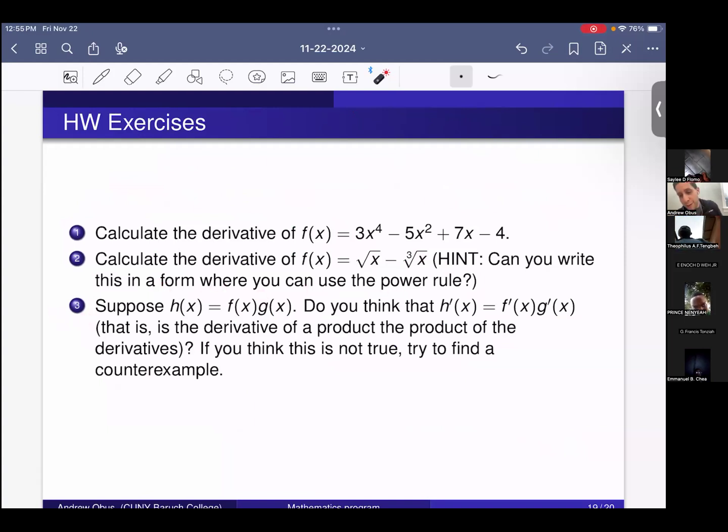And then the third question is another one of these thinking questions. It's calculus somehow. You have formulas and computations, but a lot of what calculus is just about is ideas, about understanding rate of change.